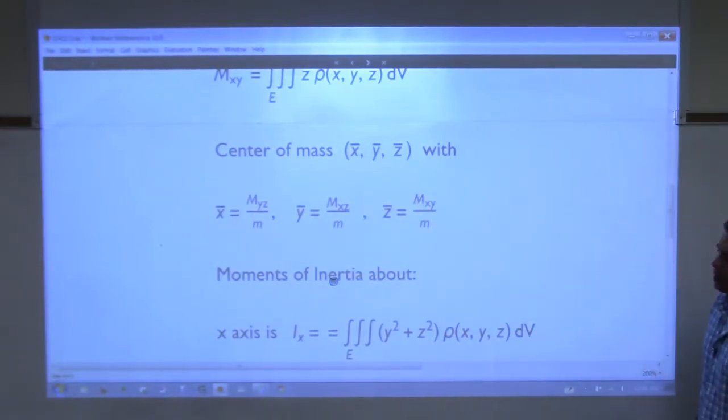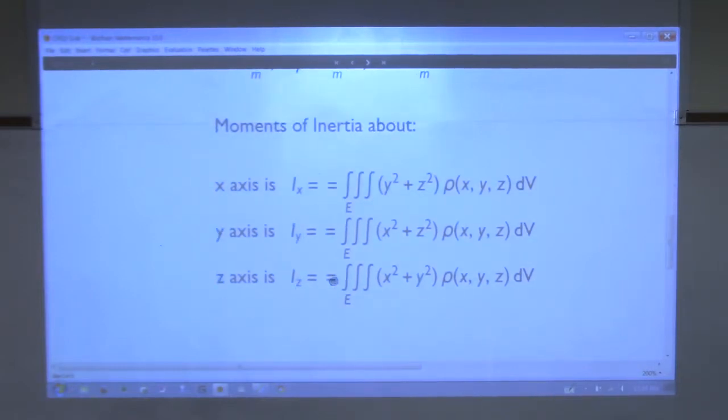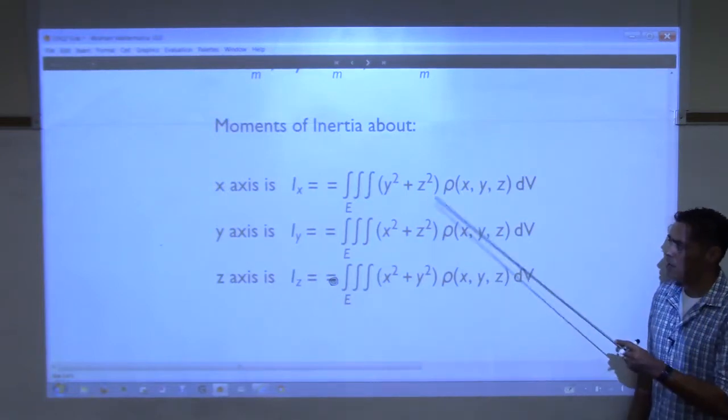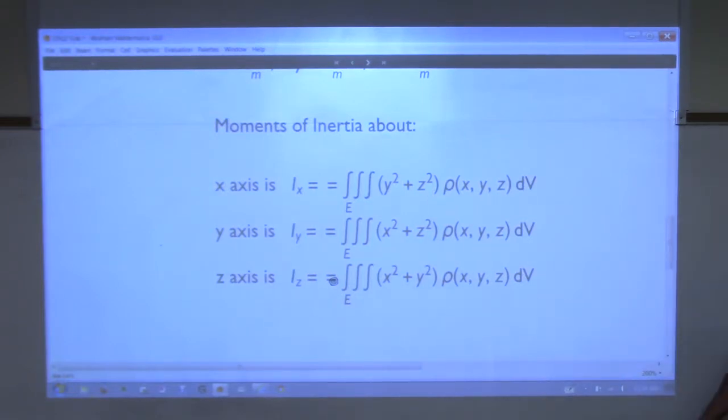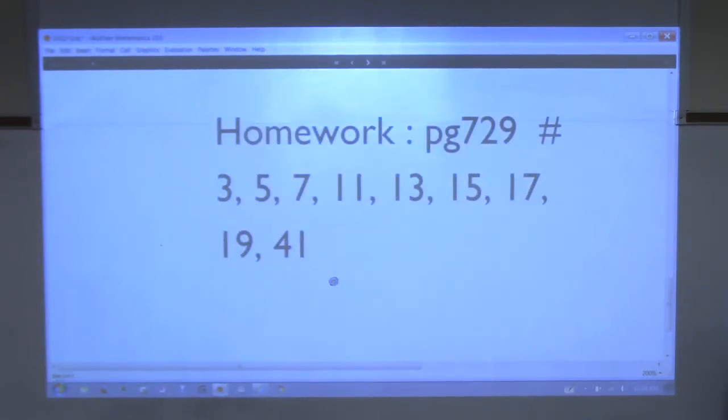And then you have the moments of inertia, about the x-axis, y-axis, and z-axis. So here they are. These are all in the book. I'm just putting them up here, all right? And there's the homework for that section.